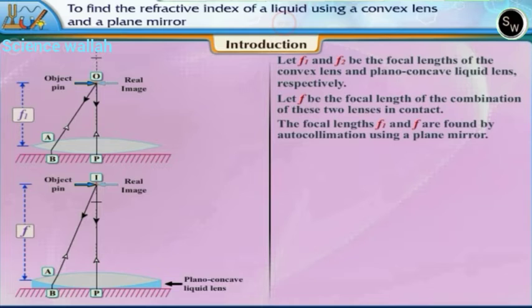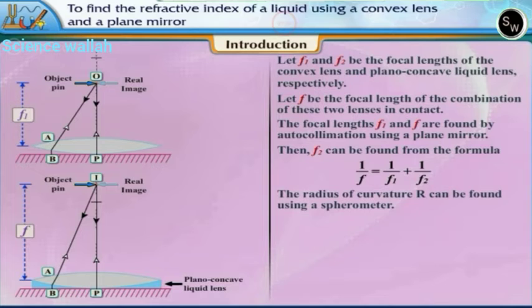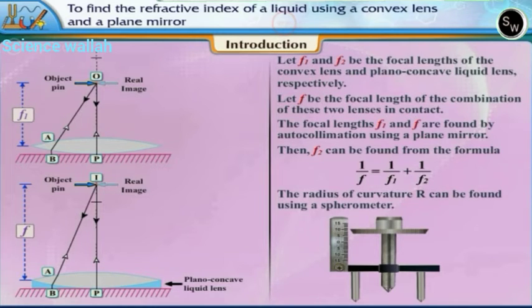The focal lengths f1 and f are found by autocollimation using a plane mirror. Then f2 can be found from the formula 1/f = 1/f1 + 1/f2. The radius of curvature r can be found using a spherometer.